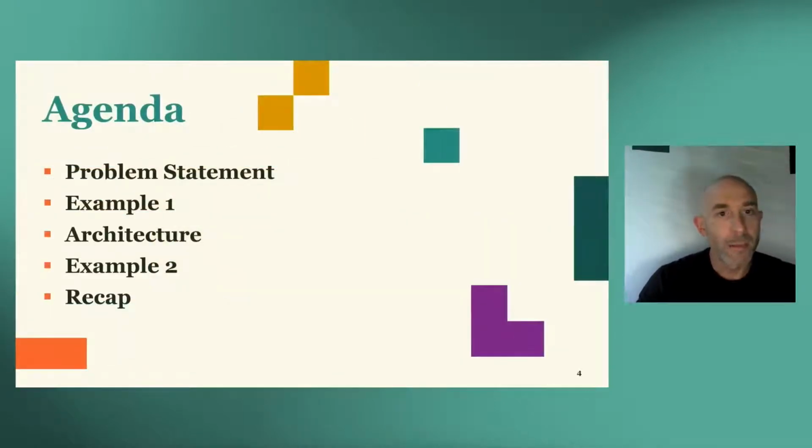So our agenda: we're going to start with the problem, explaining what we're trying to solve here. Then we're going to get the juices flowing by going into a simple example. Then we're going to review the architecture of a more complex solution. Then I'll demonstrate that solution for you, which is a schema update. And lastly, we'll recap and review what we've covered.